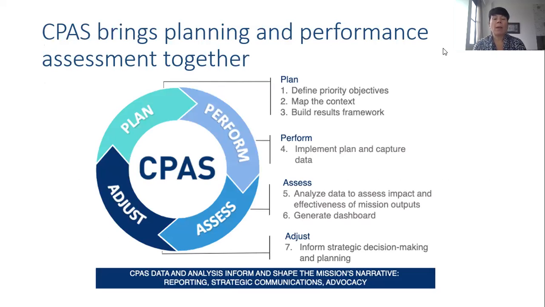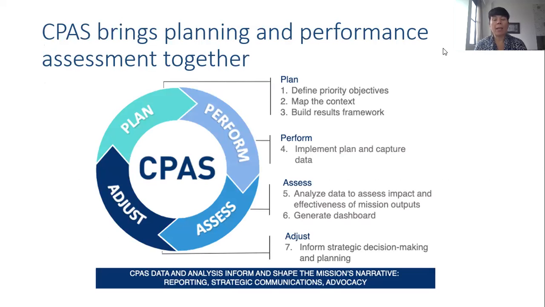The CPAS is made up of 4 phases and 7 steps, which work in an iterative cycle. The 4 phases are planning, performing, assessing, and adjusting. And the 7 steps are set out there that you can see on screen.